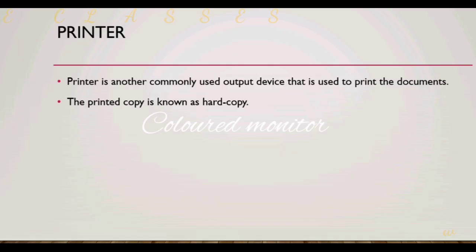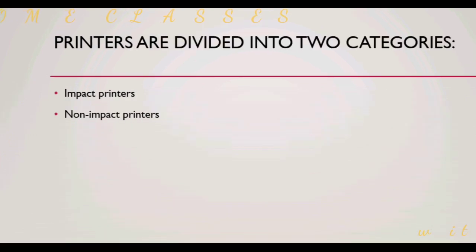Our next example is printer. Printer is another commonly used output device that is used to print the documents. The printed copy is known as hard copy. The copy which we see on the screen, that is a soft copy, and it's not permanent. But the output result which is given by the printer, that is known as a hard copy. You can keep it as a record. Printers are divided into two categories: impact printers and non-impact printers.